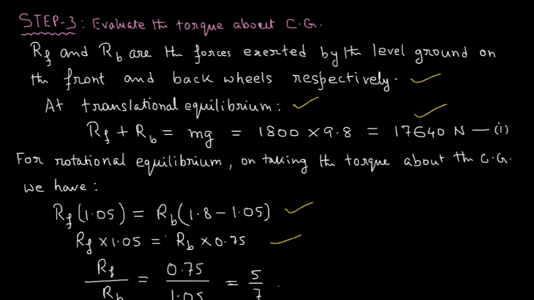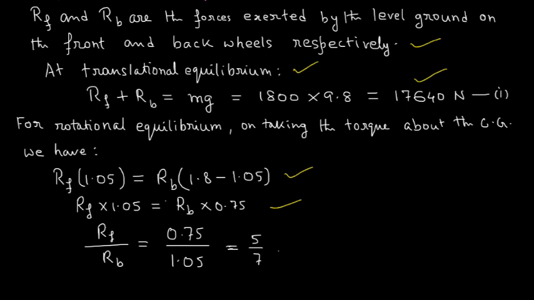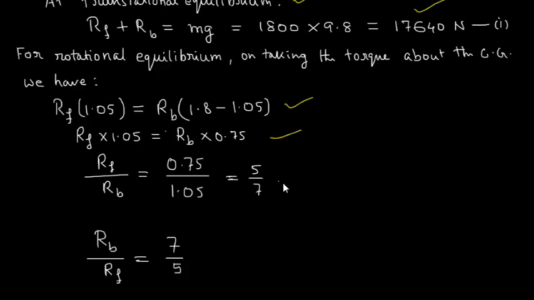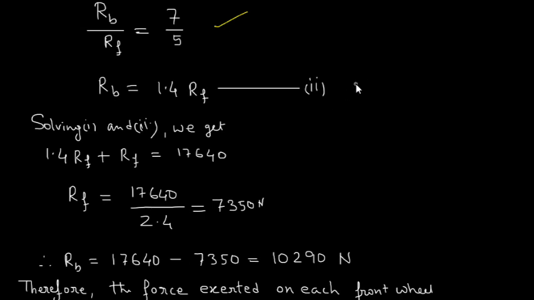Upon solving, we can get 5 upon 7. So Rf upon Rb is equal to ultimately 5 upon 7. So Rb is equal to 1.4 multiplied by Rf, which is equation number 2. Solving equation 1 and 2, we get 1.4 Rf plus Rf is equal to 17640.